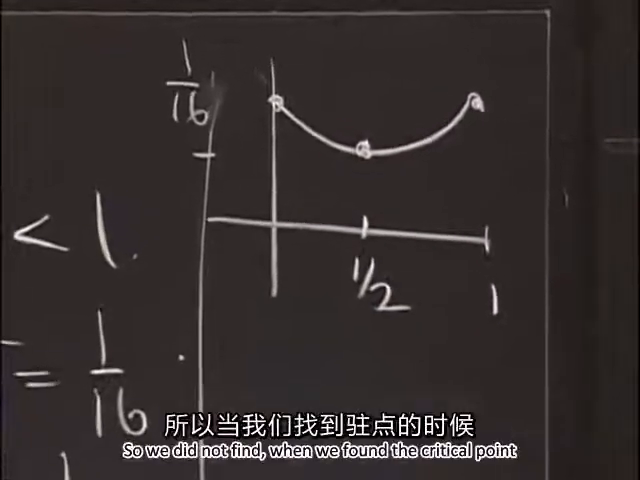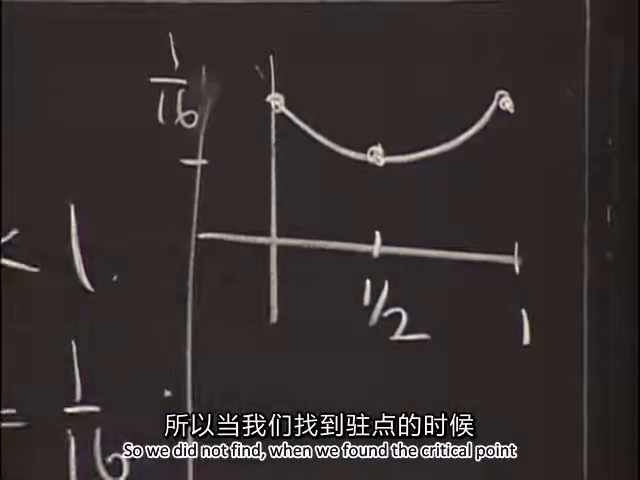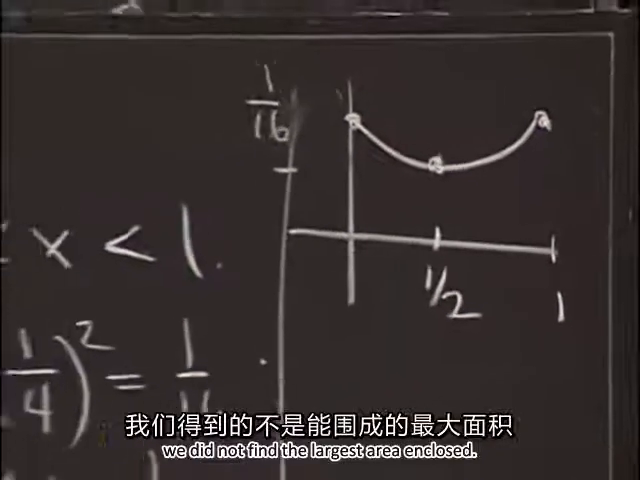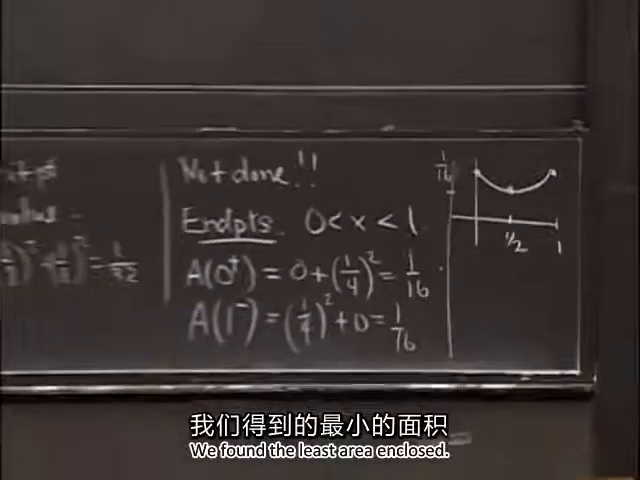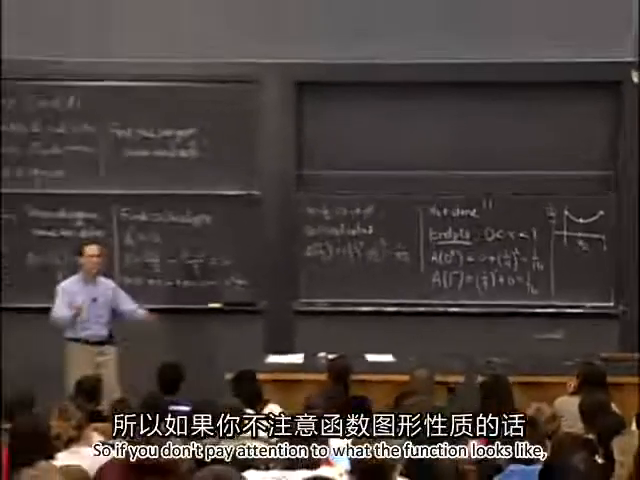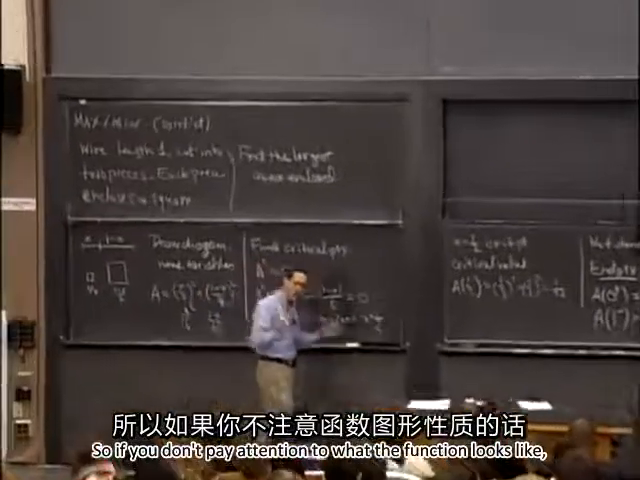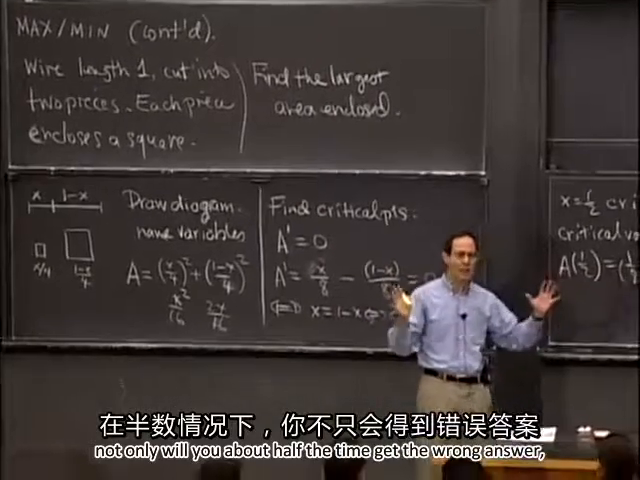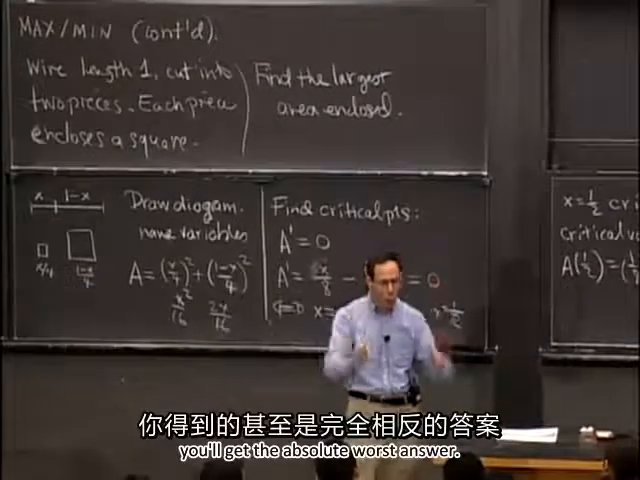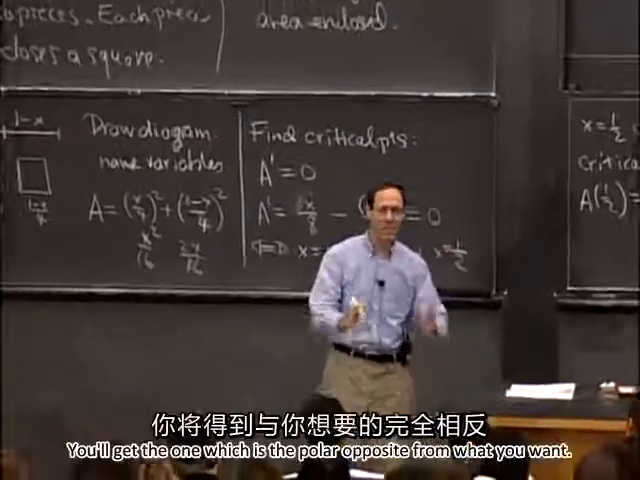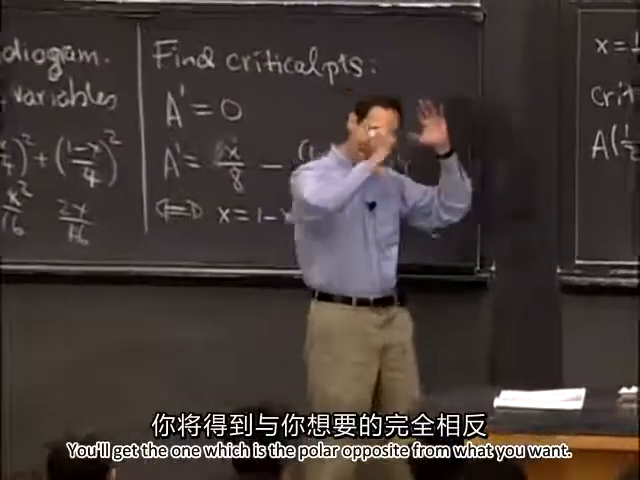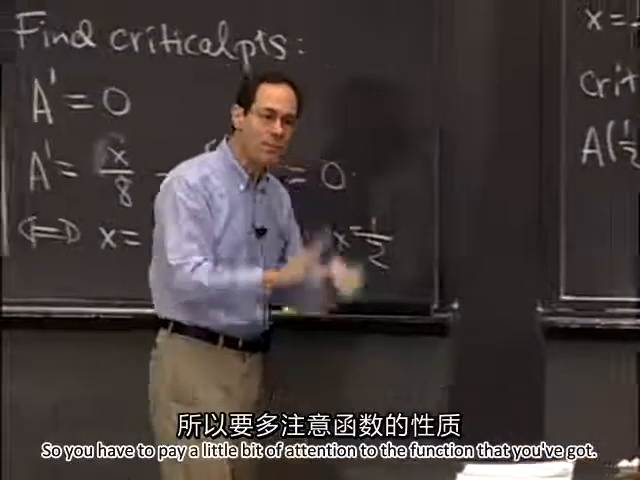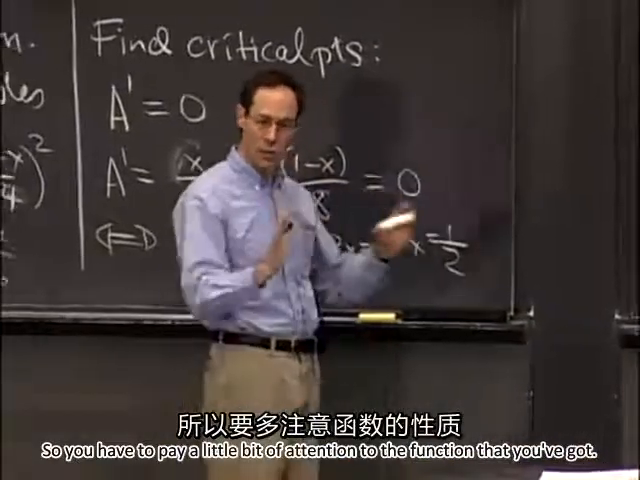All right? So when we found the critical point, we did not find the largest area enclosed. We found the least area enclosed. So if you don't pay attention to what the function looks like, not only will you about half the time get the wrong answer, you'll get the absolute worst answer. You'll get the one which is the polar opposite from what you want. All right? So you have to pay a little bit of attention to the function that you've got.